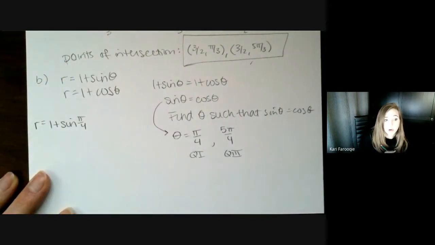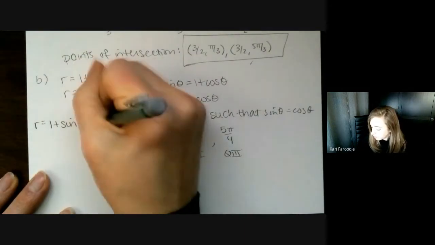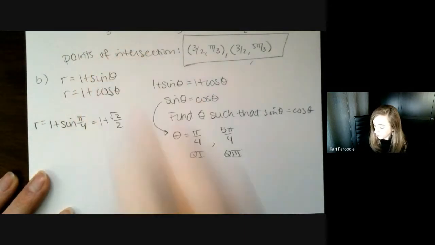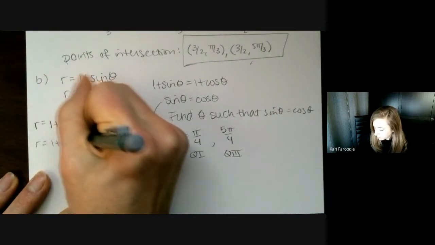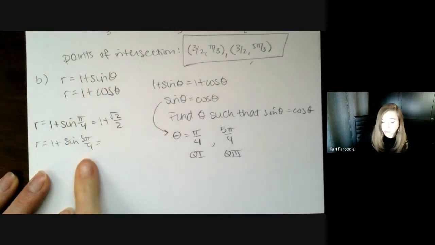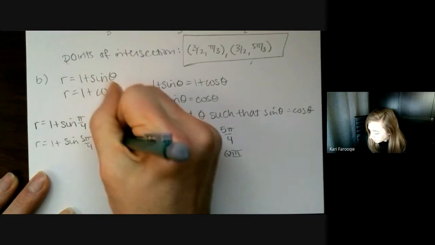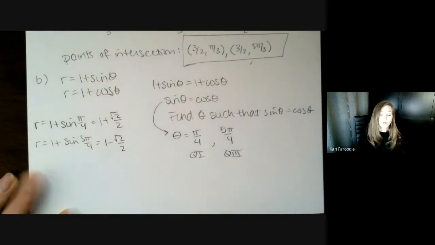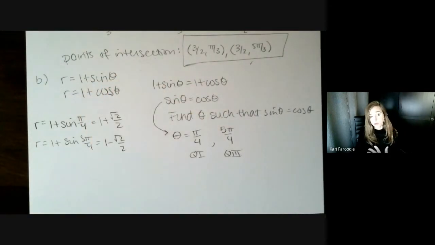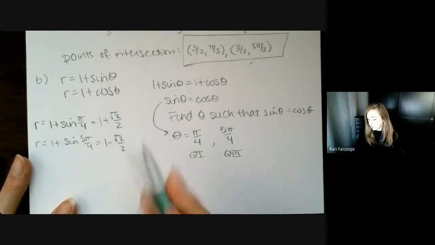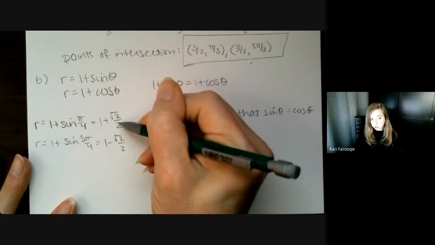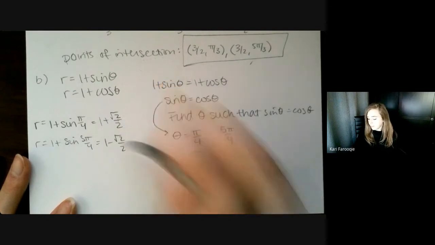So we'll say 1 plus sine pi over 4, which is 1 plus root 2 over 2, and 1 plus sine 5 pi over 4. Well, remember that we said that in quadrant 3, sine was negative. So it's 1 minus root 2 over 2. And here's where you're seeing that difference between the values. 1 plus root 2 over 2 and 1 minus root 2 over 2. This value is definitely greater than that one.